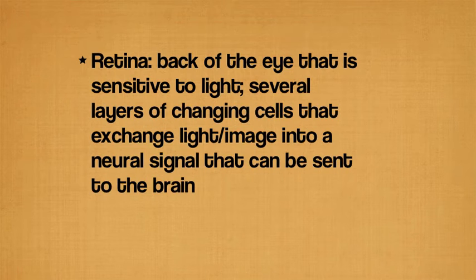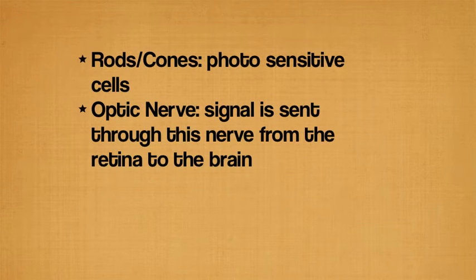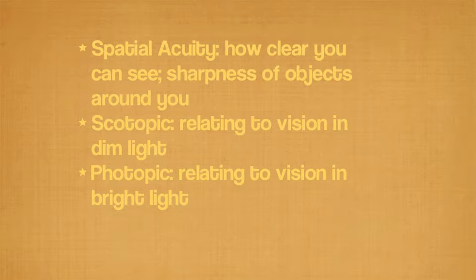Vocabulary. The retina is the back of the eye that is sensitive to light. Several layers of changing cells that exchange light/image into a neural signal that can be sent to the brain. Rods/cones are photosensitive cells, and the optic nerve is a signal that is sent through this nerve from the retina to the brain. Spatial acuity is how clear you can see and the sharpness of objects around you.